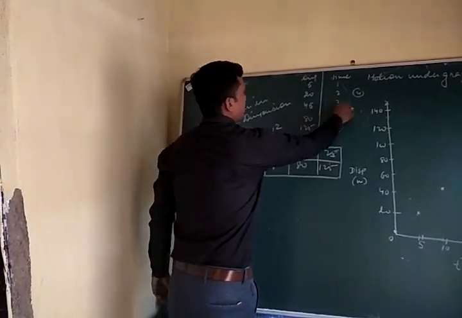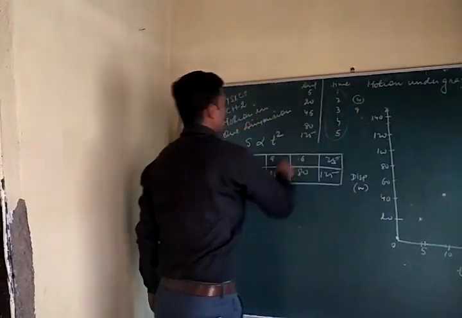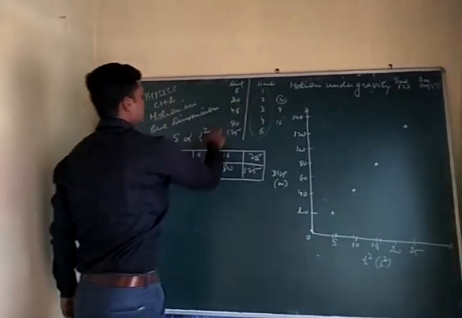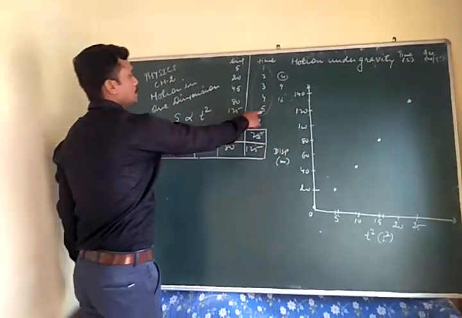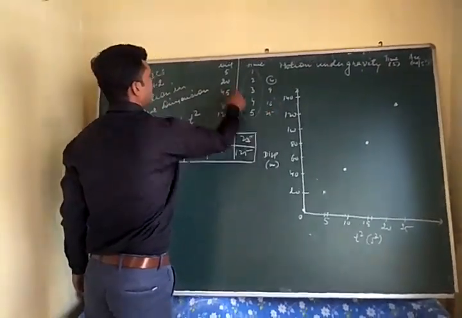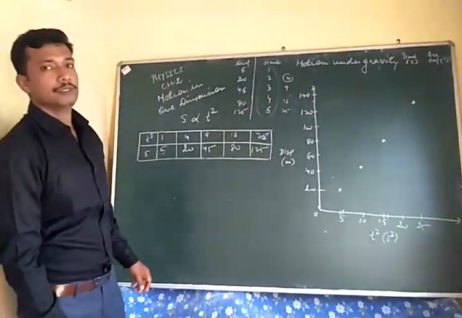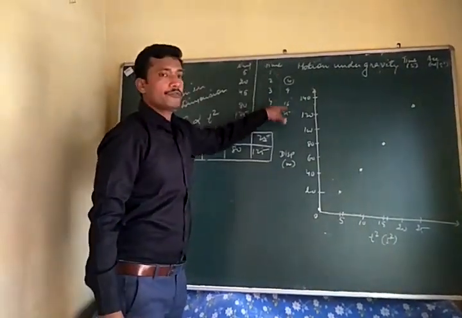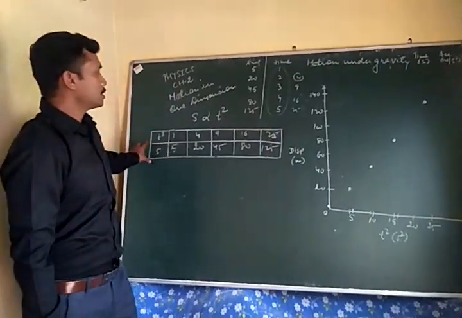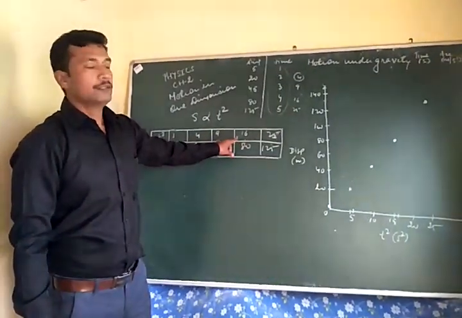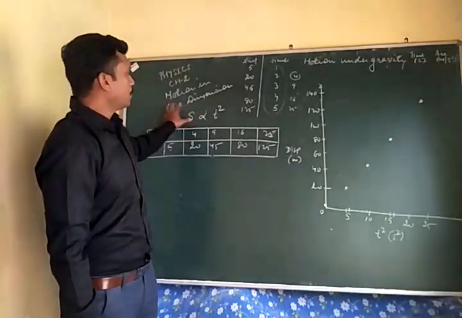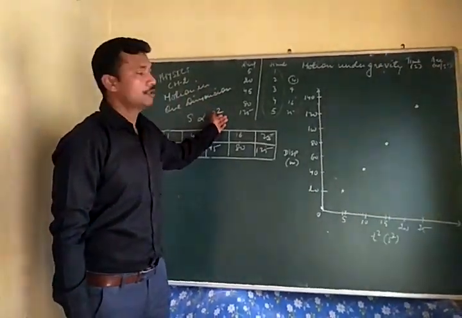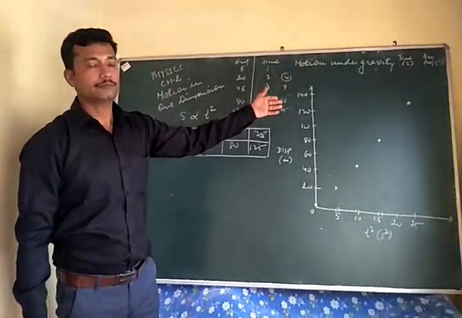The square of 3 will be 9. So 5 into 9 is 45. Square of 4 will be 16. 16 into 5 is 80. Similarly, square of 5 is 25. 25 into 5 is 125. So starting with the same displacement, using the square of the time, you can find the displacement of a body accordingly. Now we are going to plot the displacement against the square of time to find out the graph.